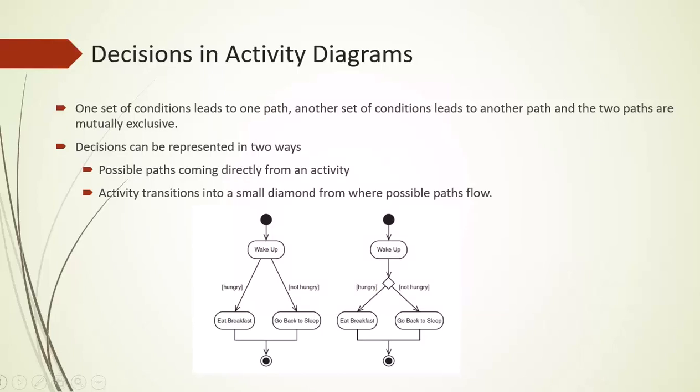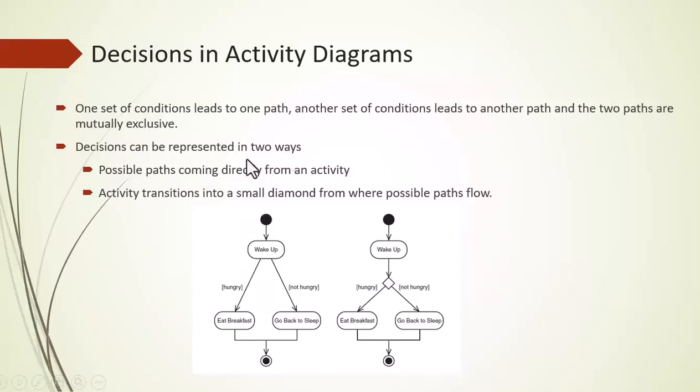Decisions in activity diagram is very important. In certain points, a system reach to take some decision. So one set of condition leads to one path, another set of condition leads to another path, and two paths are mutually exclusive. Mutually exclusive means that both cannot be executed in parallel. Only one will be executed.